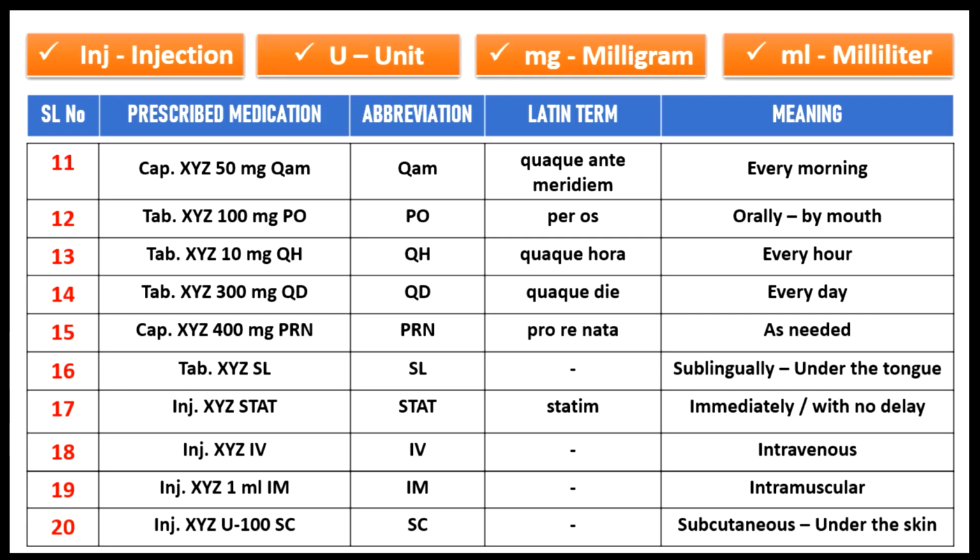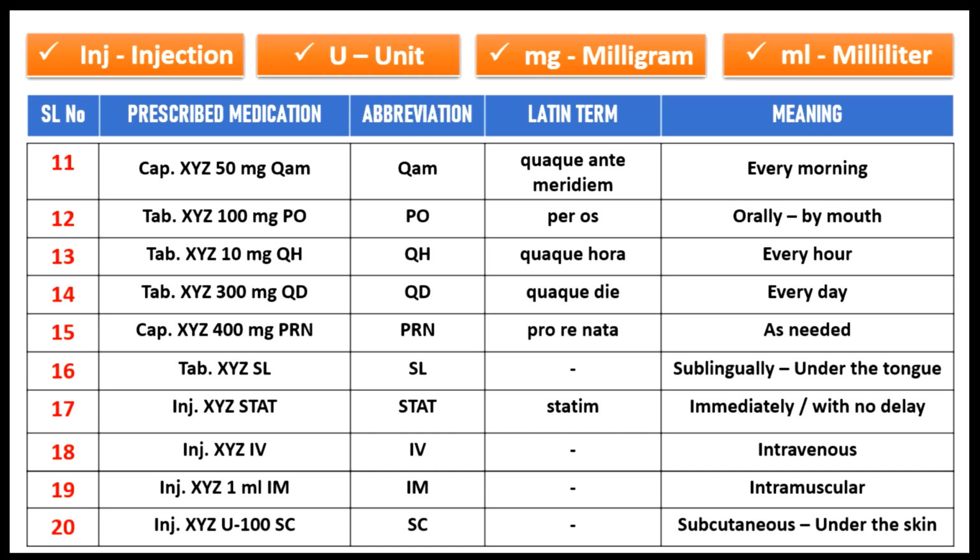Number 20. Injection XYZ U100 SC. Here U stands for unit. Some injection medication is measured in units. For example, injection insulin is given in units. Standard insulin contains 100 units in 1 ml. So SC stands for subcutaneous.